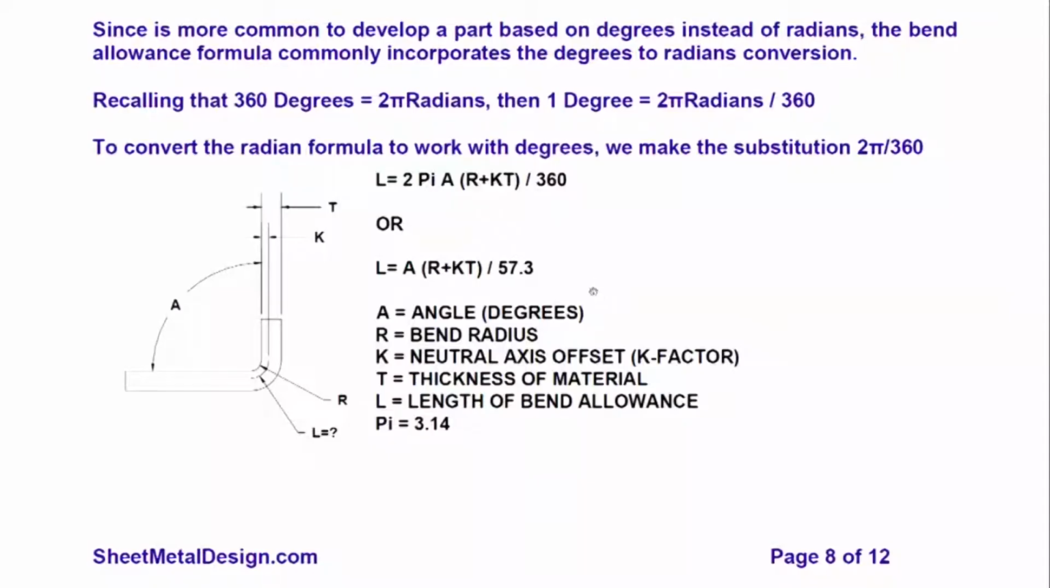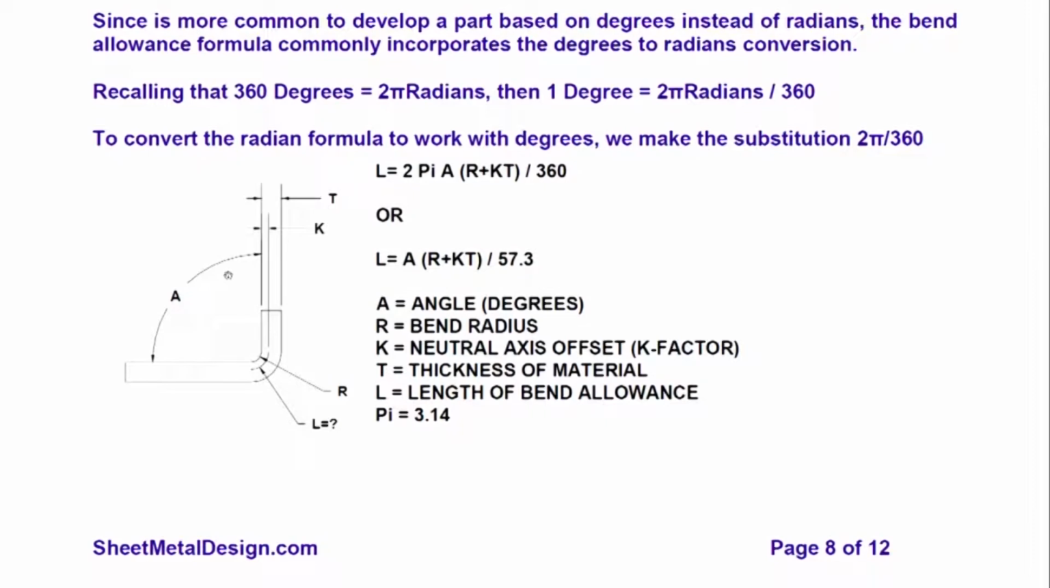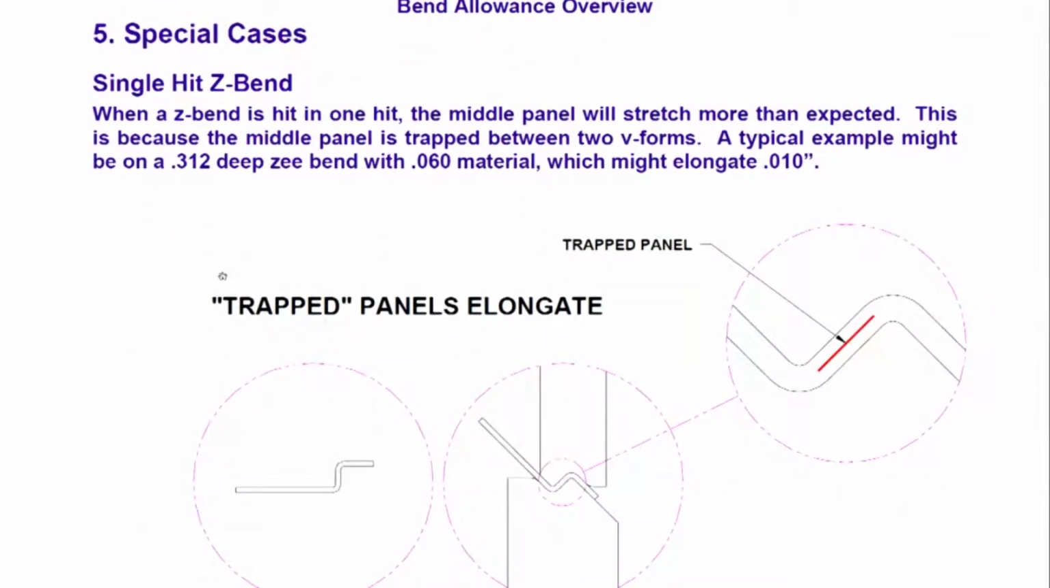But if you come here, there is a very elaborate thing saying for all other angles, where A is in radians, elaborate calculations are given here. We have a single hit Z bend, or when a Z bend is hit in one hit, the middle panel will stretch more than expected. This is because the middle panel is trapped between two V forms. A typical example might be a 0.312 bend with 0.06 material, which might elongate by 0.01. These are inches.